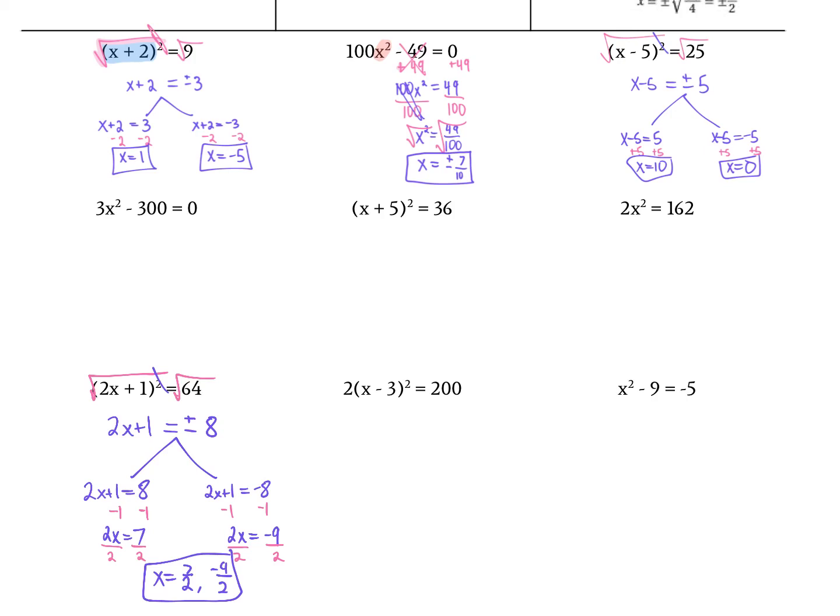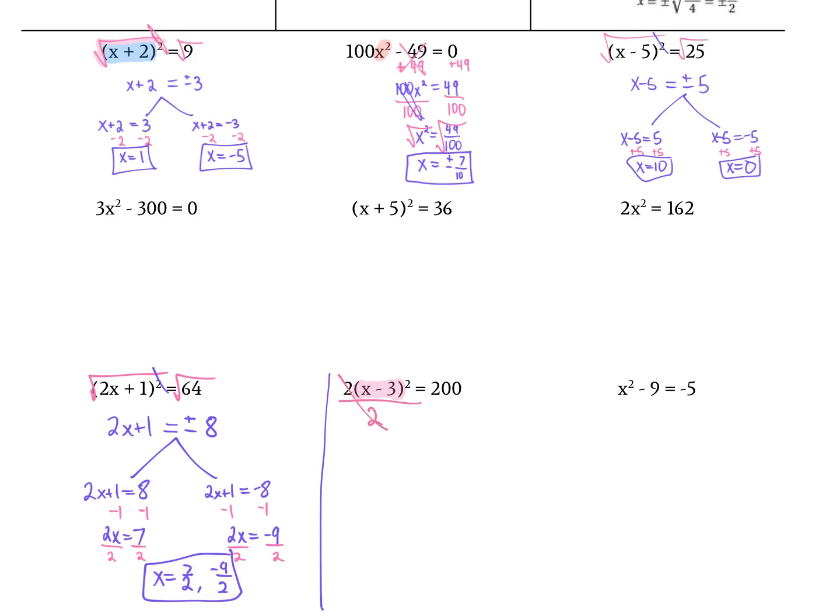Last one. 2 times x minus 3 quantity squared equals 200. This one's a tough one because the only thing being squared is the x minus 3. The 2 is not being squared. So I need to find a way to get rid of that first. Now, some of you might say distribute. If we distribute, everything is being multiplied by 2. So if everything is being multiplied by 2, I could just divide by 2 right away.